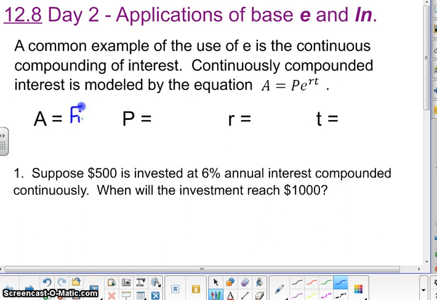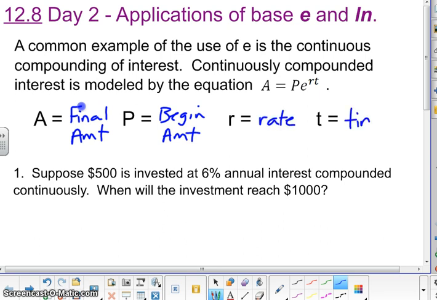A is going to be the final amount, and in this case we're talking about money, but later on in some of the applications we'll be talking about different things. So just think of it as a final amount. P is the principal, the beginning amount, r is the rate, and t is time. And as always, the rate we're going to put in decimal form, so just be careful with that.